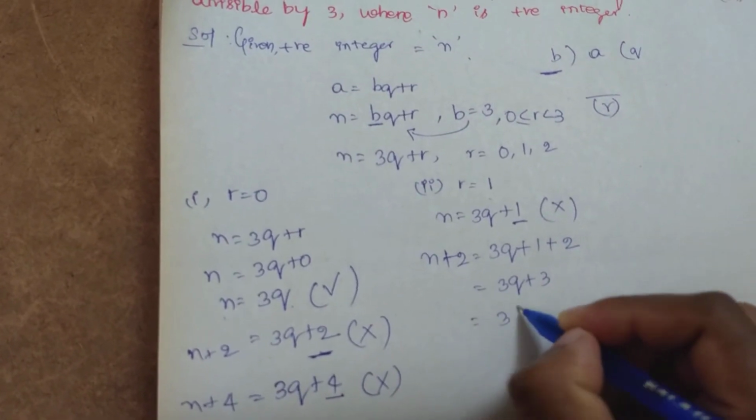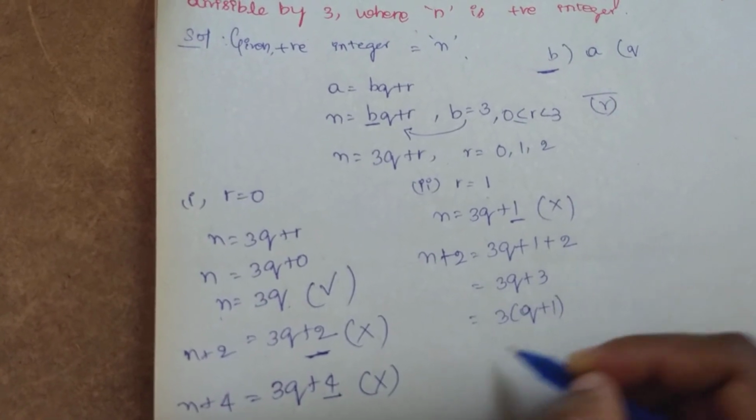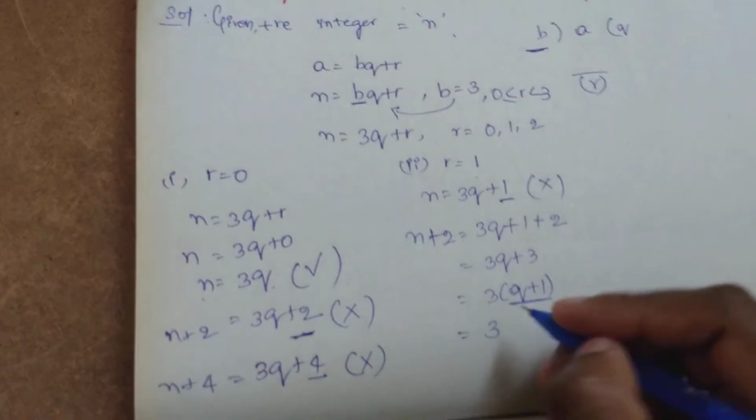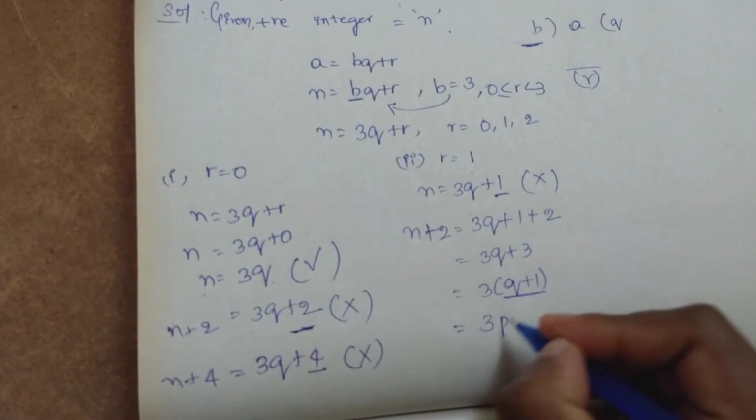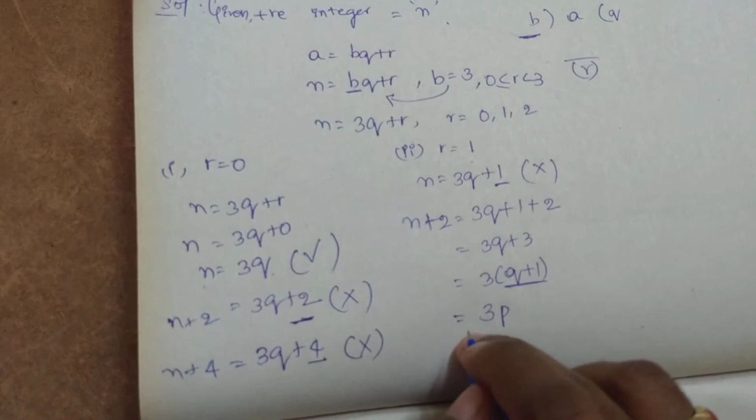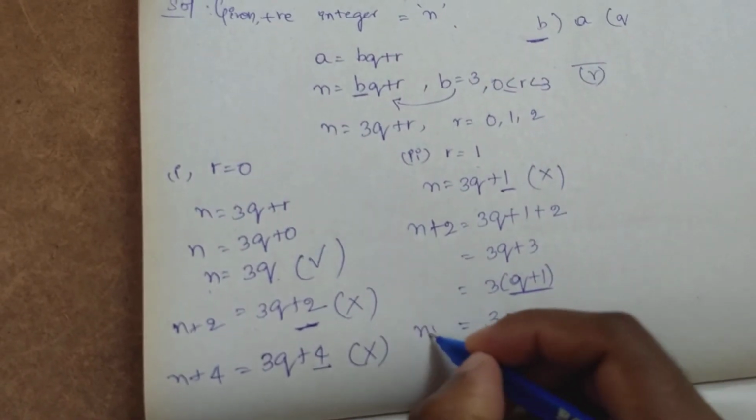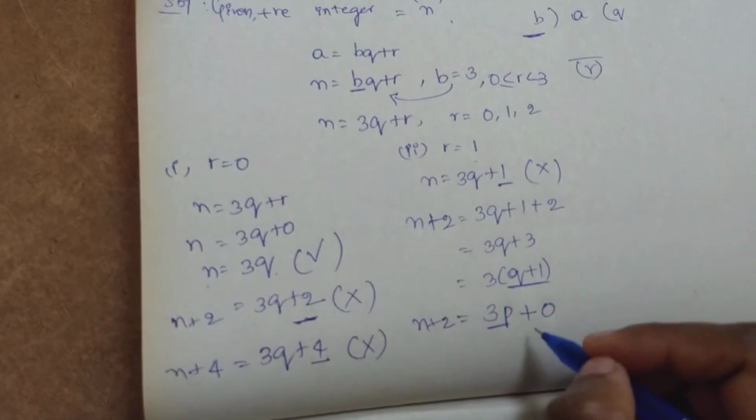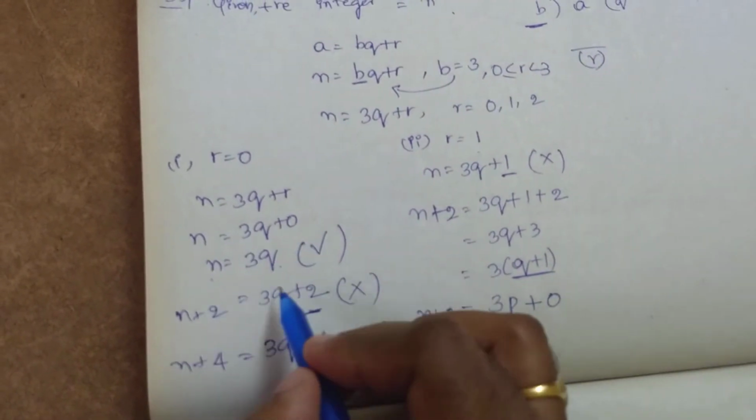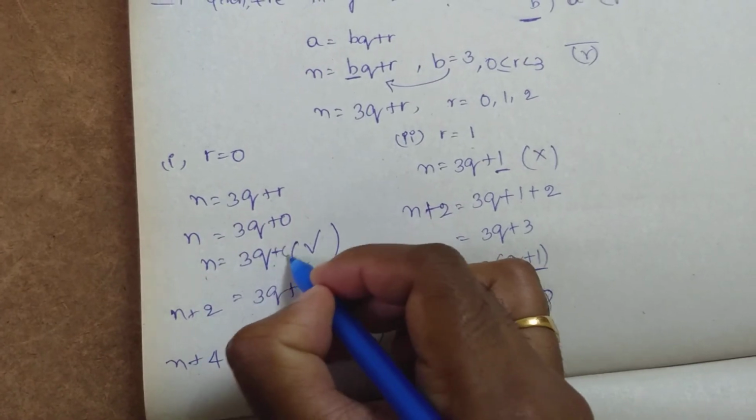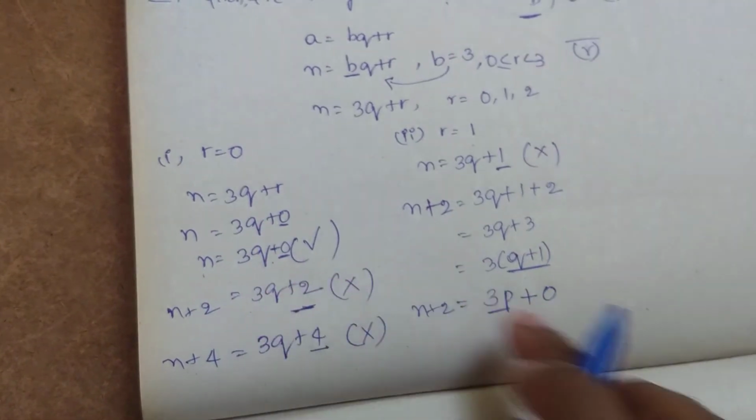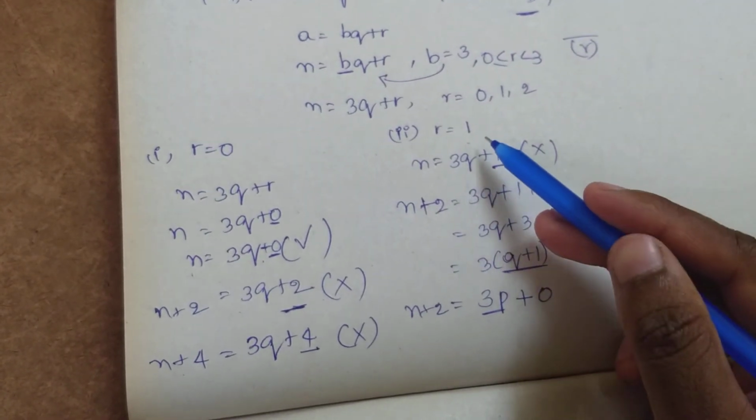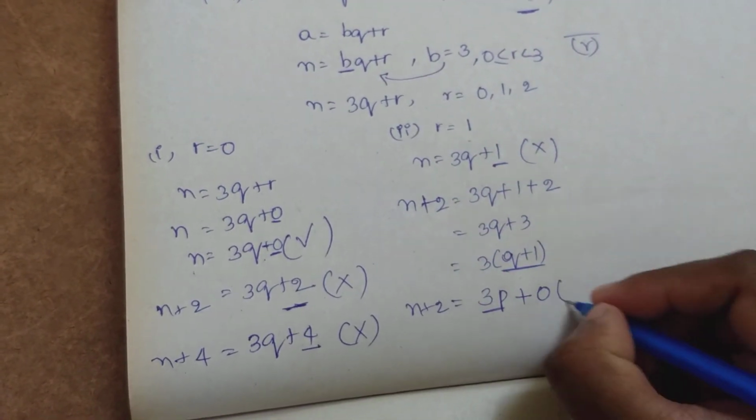I am taking 3 common: 3 into q plus 1. Let me assume this as p, any variable you can consider. So n plus 2 equals 3p. 3p implies the remainder will be 0. Here also 3q plus 0, the remainder is 0. Hence n plus 2, in the second case of r equals 1, is divisible by 3.